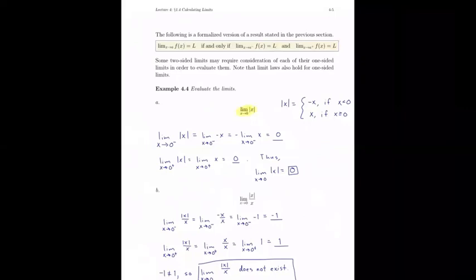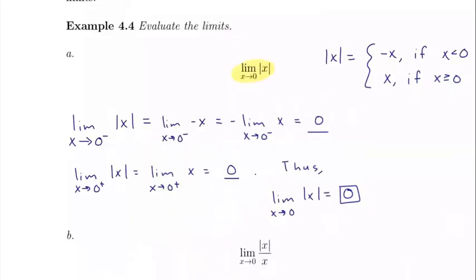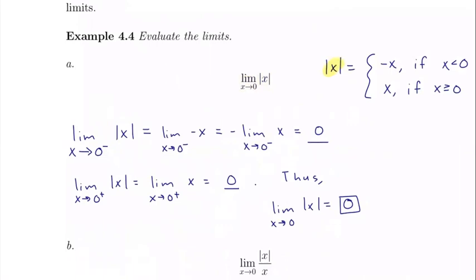So we're asked to find the limit as x approaches 0 of the absolute value of x. And it's going to be helpful to recall how we've defined the absolute value of x. Remember, it's got this piecewise definition. If x is negative, x is less than 0, then we write down negative x as our absolute value, because again, negative times a negative would be positive. If x is positive, well, then we just write down x, right? Because it'll be positive. So that's how our absolute value function is defined. And let's get to work on it.